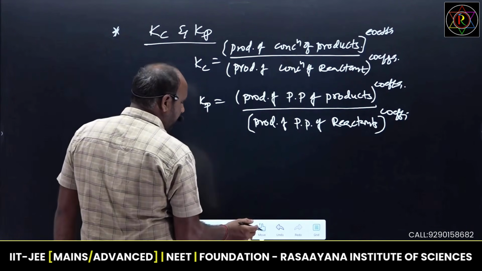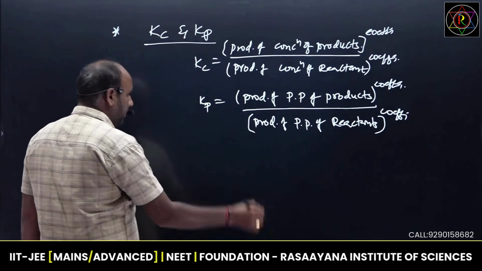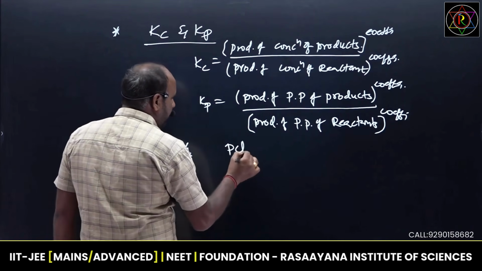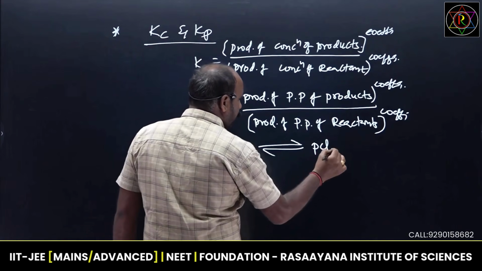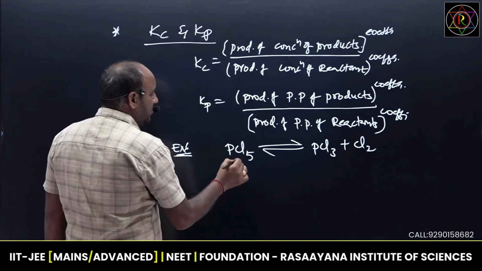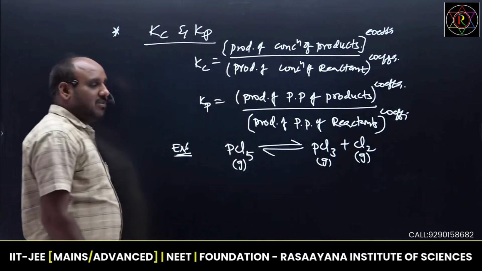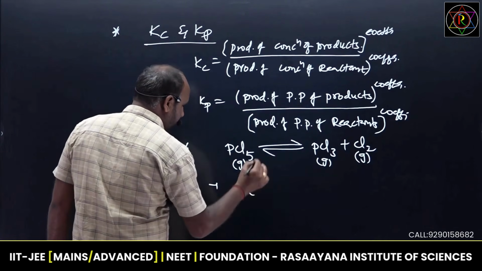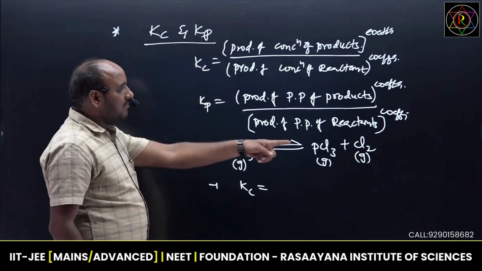Considering one equilibrium reaction, for that we have to apply Kc and Kp. One example here: PCl5 dissociates into PCl3 plus Cl2, and the physical states are mentioned in square brackets. The physical states of all of these are gases only. Therefore we write the Kc value. How many products? Two products are there, so we take the concentration of products.